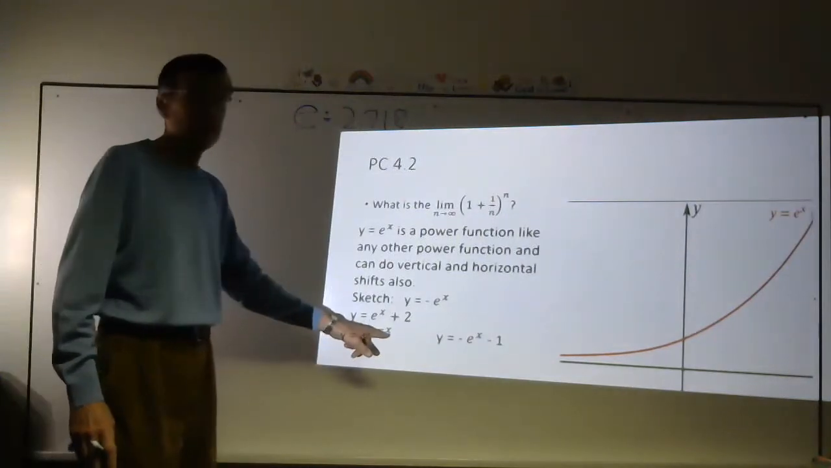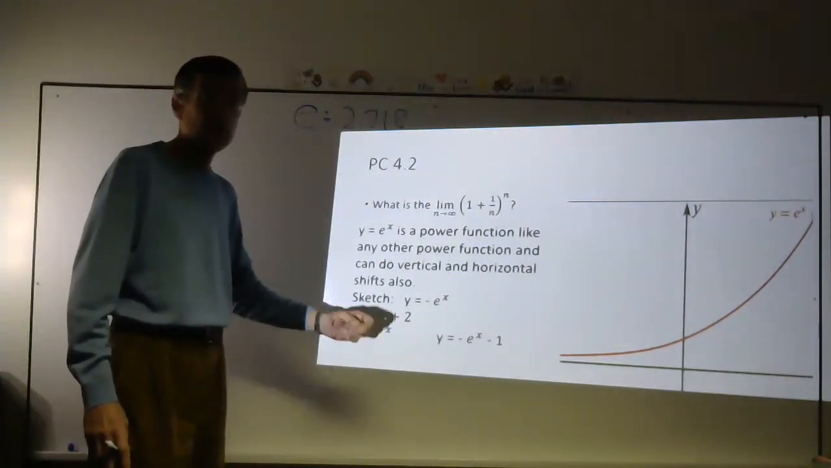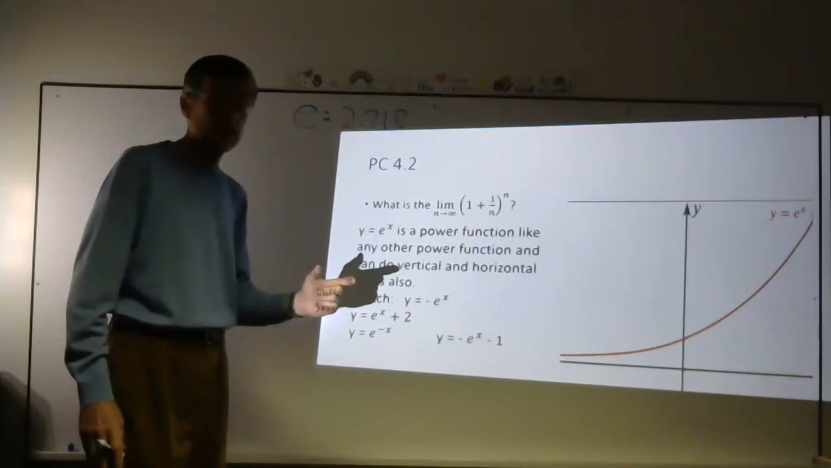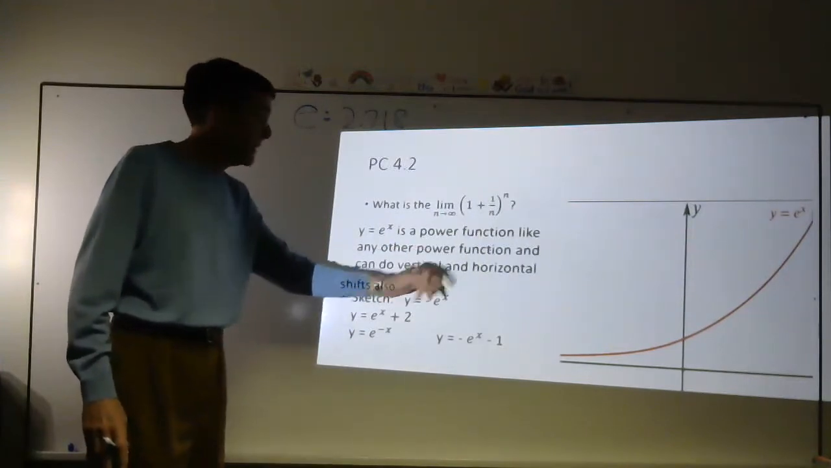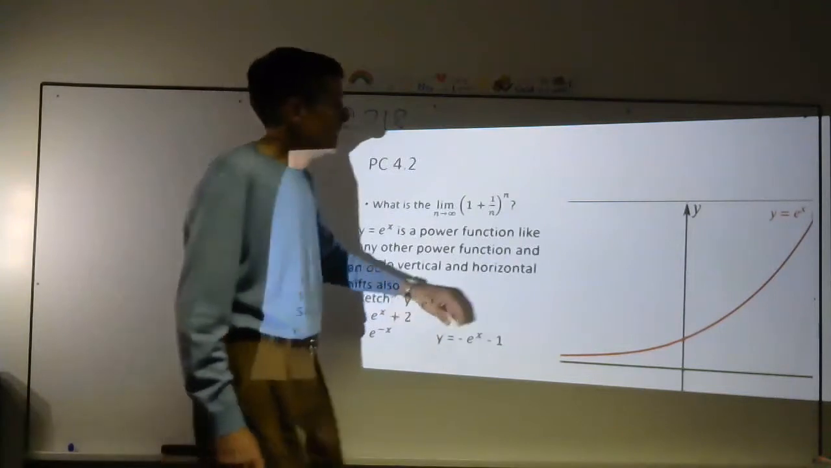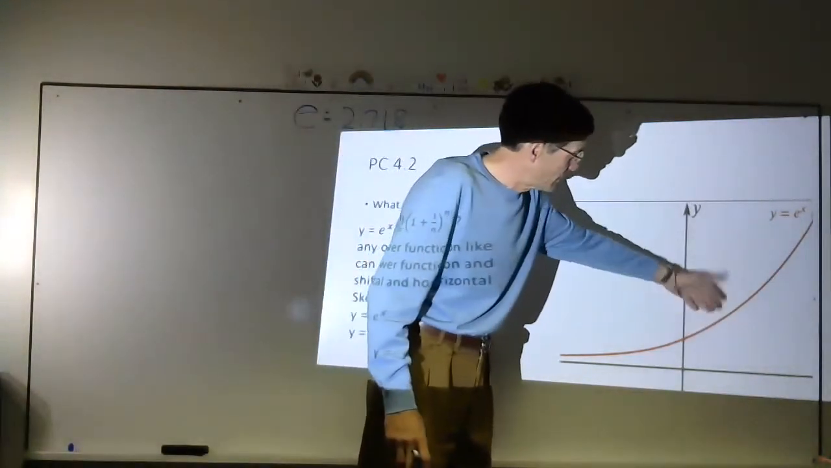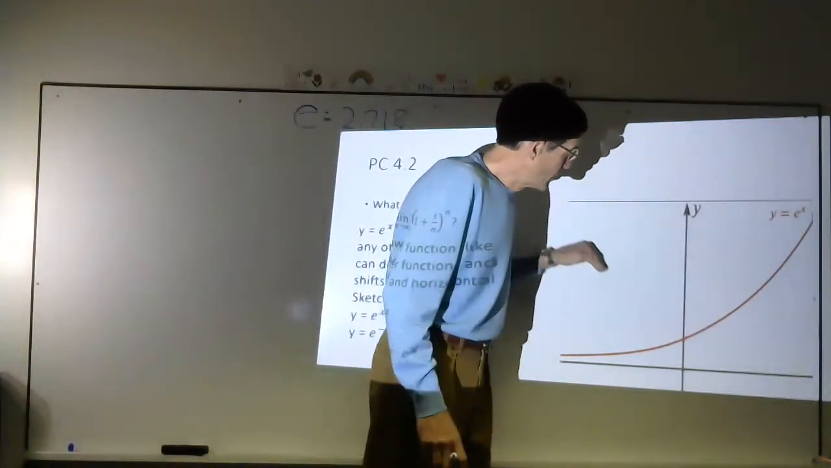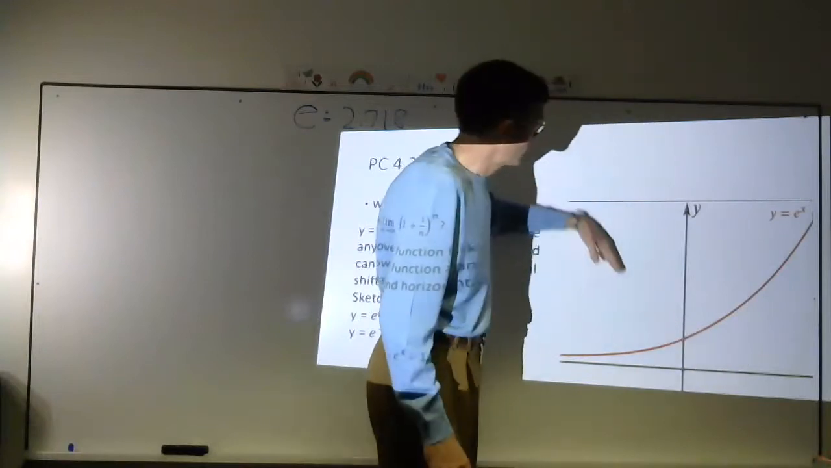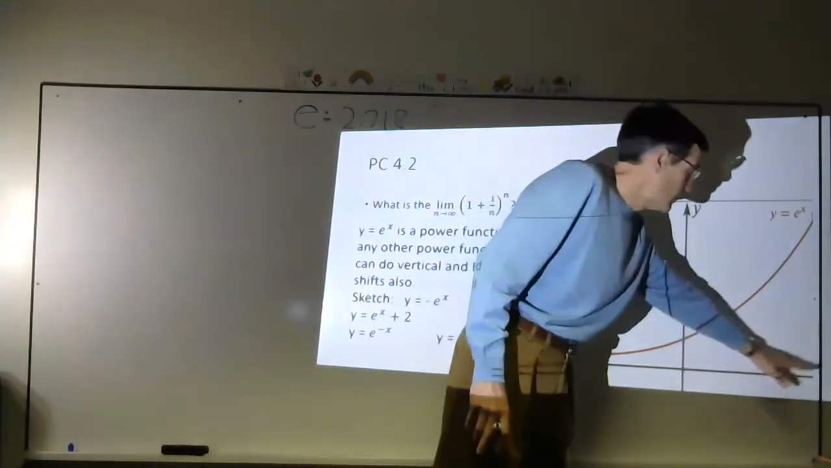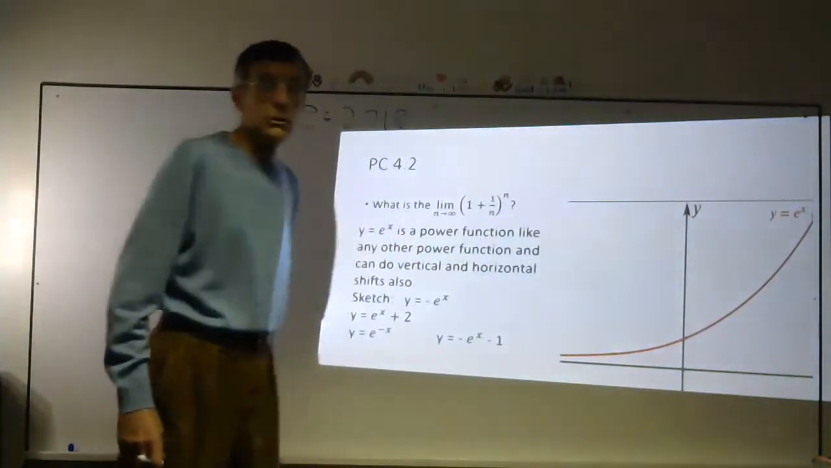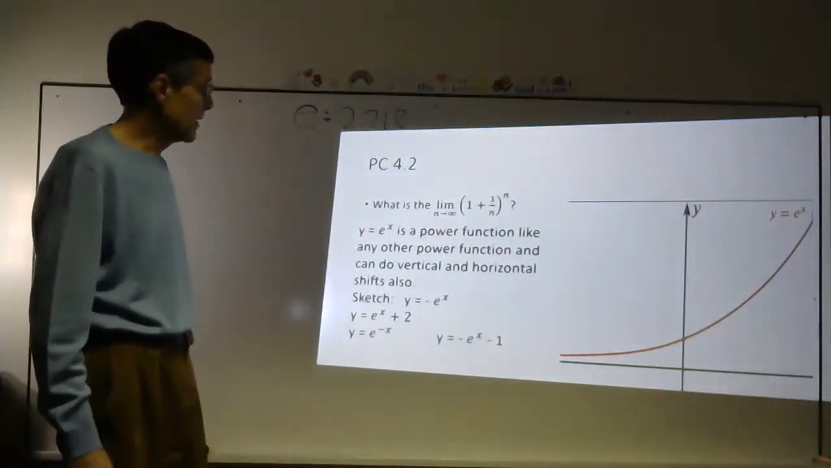y equals e to the minus x, negative x. When you put the negative sign only on the x, instead of shifting it up and down like happened up here, it's going to flip it. It's going to be reflected over here. It'll explode upward, and then it'll go down, still asymptotic, though, to the positive x-axis.